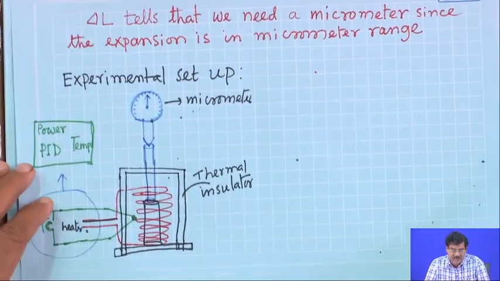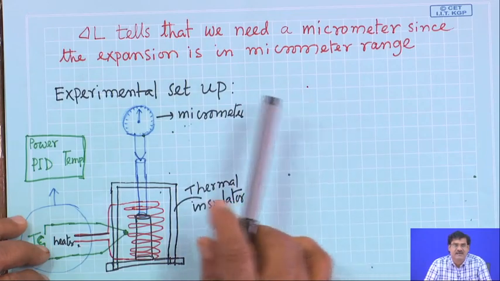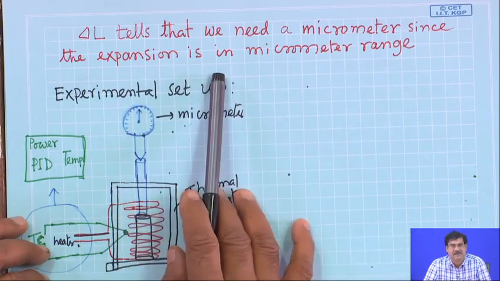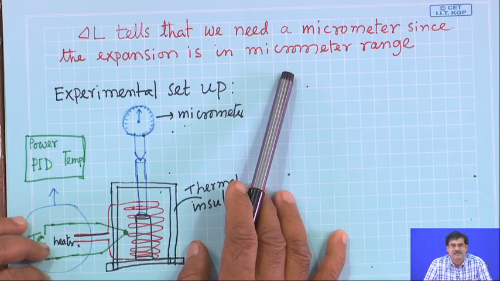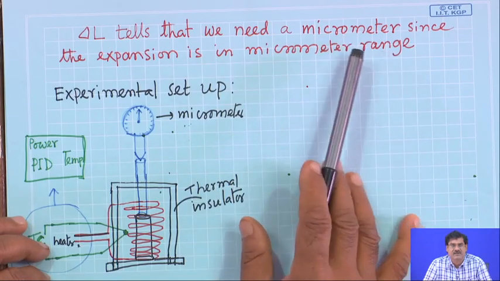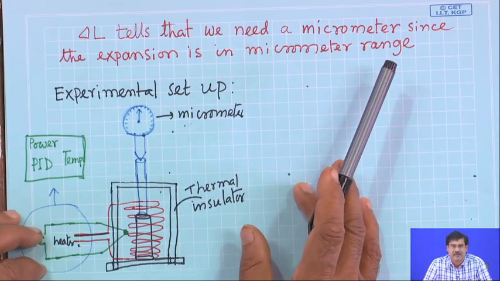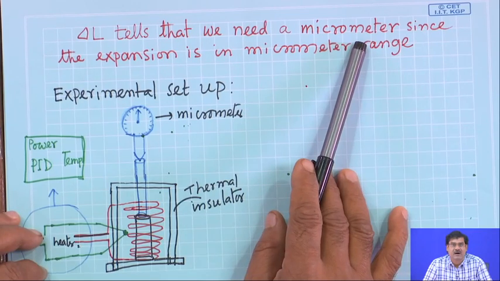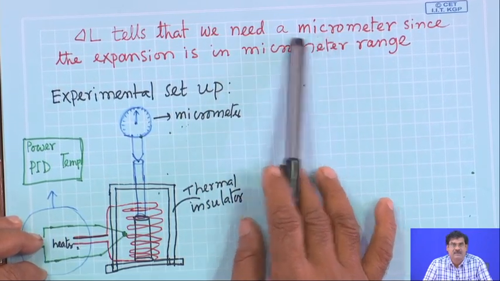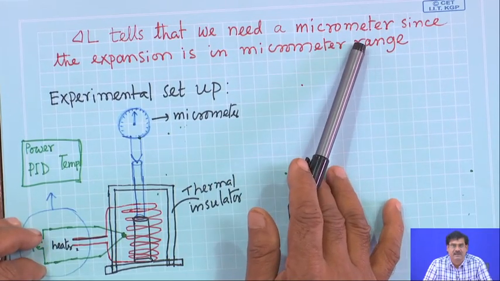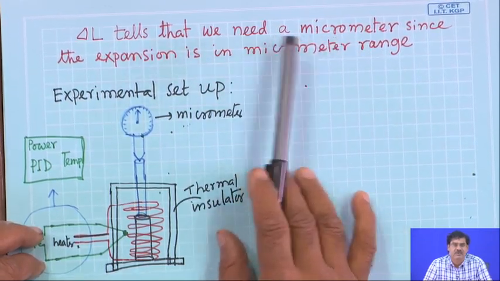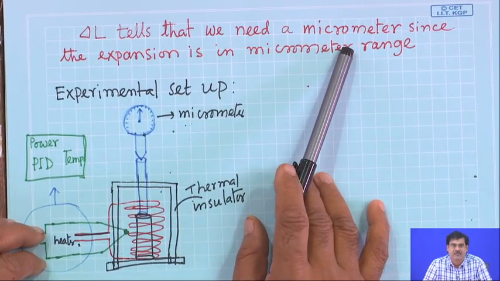The next parameter in the working formula is del L. This is the expansion, and we need to measure it. We need a micrometer, since this expansion is in the micrometer range, which will read the expansion in the range of micrometer. This is also commercially available, you only have to collect it. The micrometer has different ranges, so you have to collect the proper range.